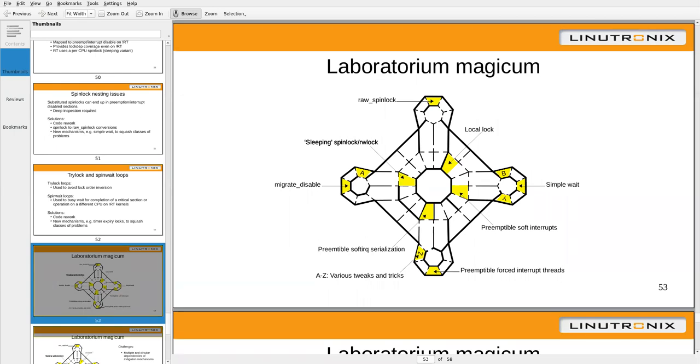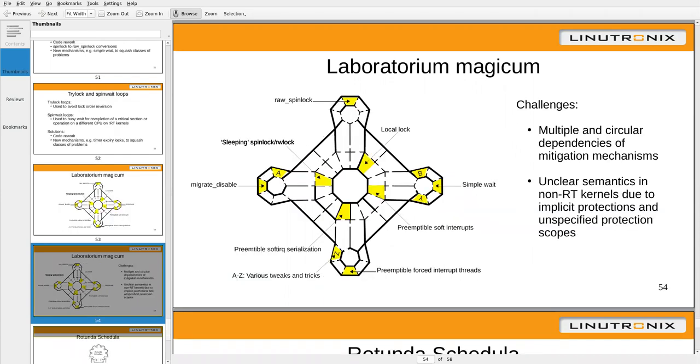So now we have our magic laboratory filled with all these bits and pieces which we discussed. And there are various tweaks which we didn't discuss yet or can't discuss within the scope of this talk, because they're really small details, only for particular code paths and not interesting for the big picture, but they still have to be in place. So one of the challenges there is, as you noticed when I was talking about force threading interrupts and force threading software interrupts, we have multiple and circular dependencies of our mitigation mechanisms. So some of them just work when we can have everything in place.